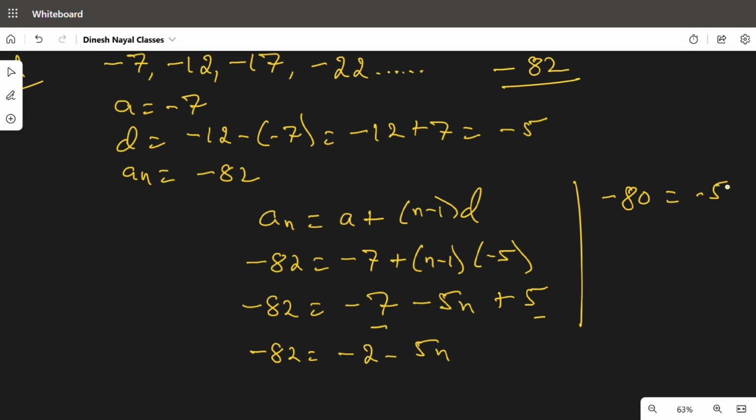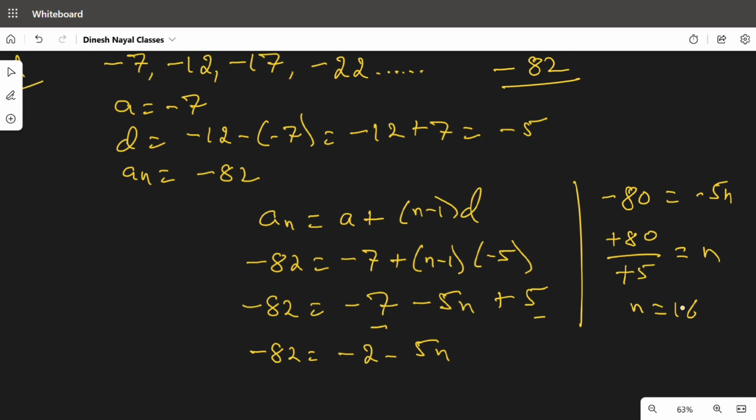equal minus 5n. So what will be n? n will be minus 80 by minus 5. This will become positive. And 5 exactly goes how many times? I think 16 times. Yeah, because 16 5s are 80. So 5 goes 16 times, n is 16.